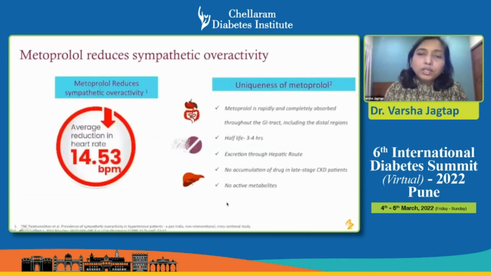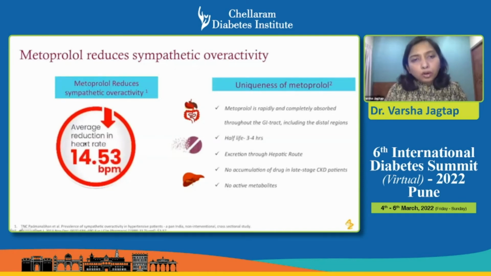So, what is the uniqueness of metoprolol? Metoprolol, we all know, is rapidly and completely absorbed throughout the GI tract, including the distal regions. The half life of metoprolol is 3 to 4 hours, and hence we use an extended release preparation. Its excretion is mainly through the hepatic route. There is no accumulation of the drug in late stage CKD patients, and there are no active metabolites.